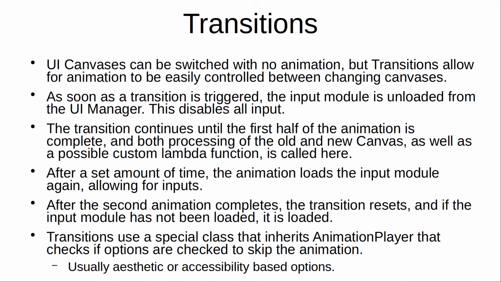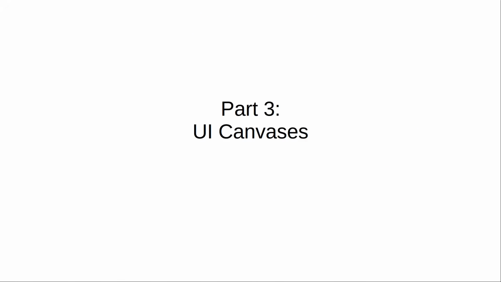Transitions use a special class that inherits animation player that checks if options are checked to skip the animation. These are usually aesthetic or accessibility based options. We'll talk a little bit about this later.